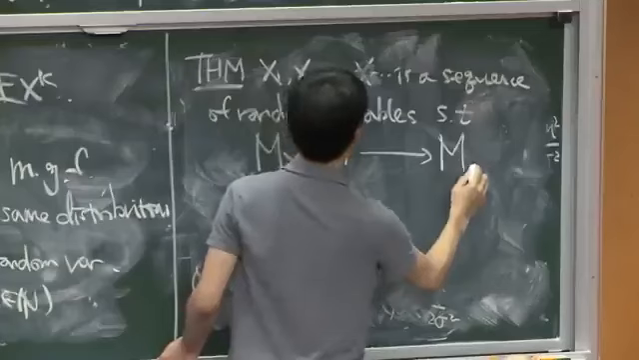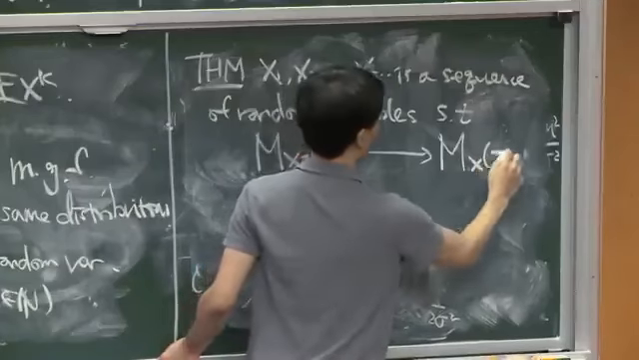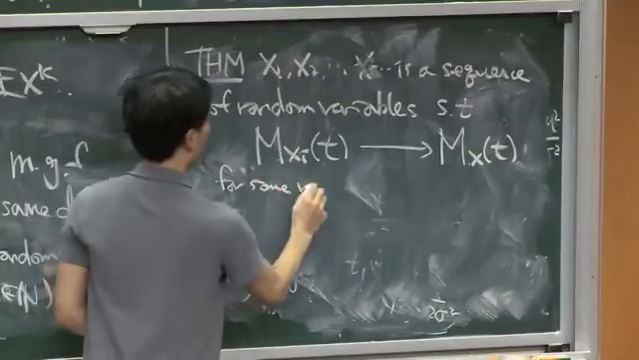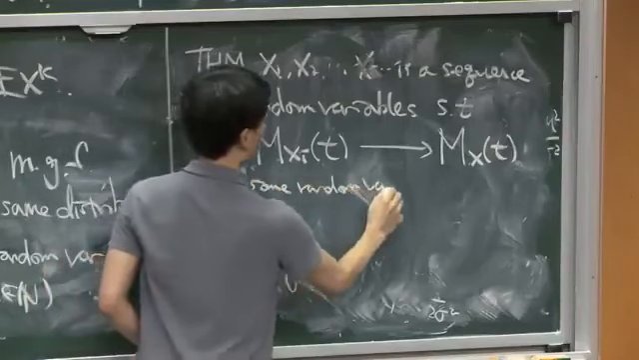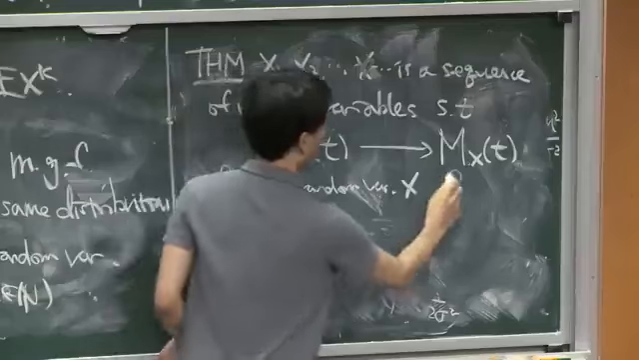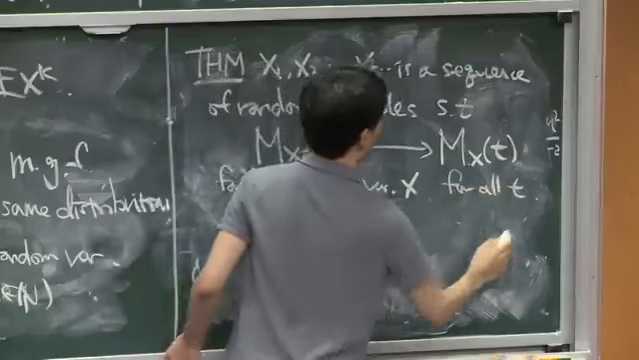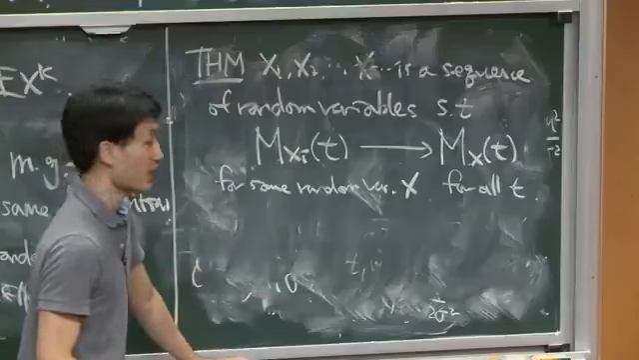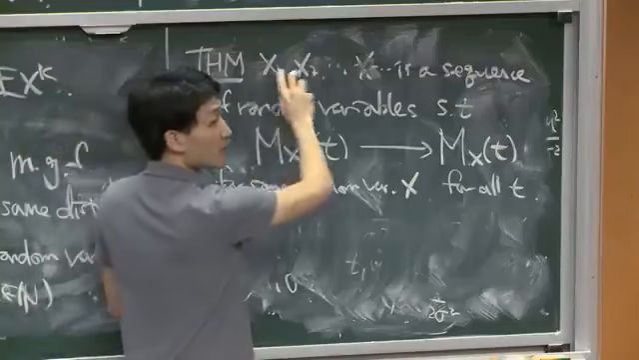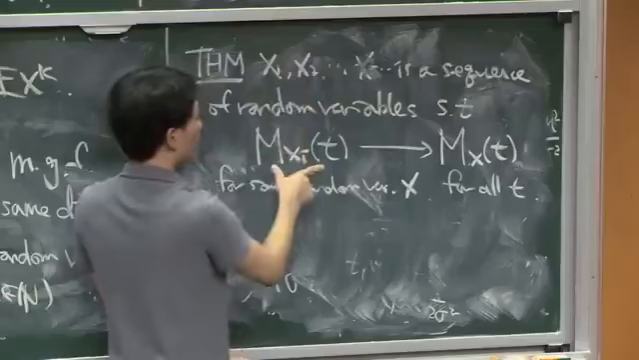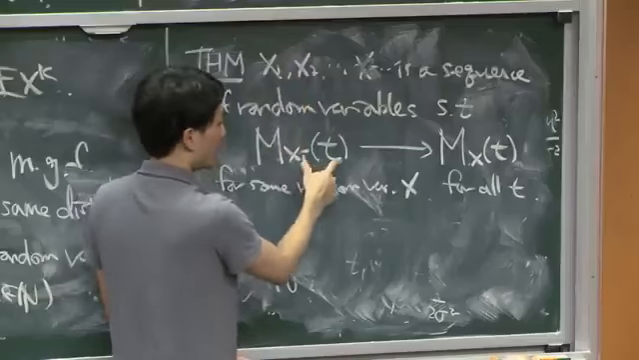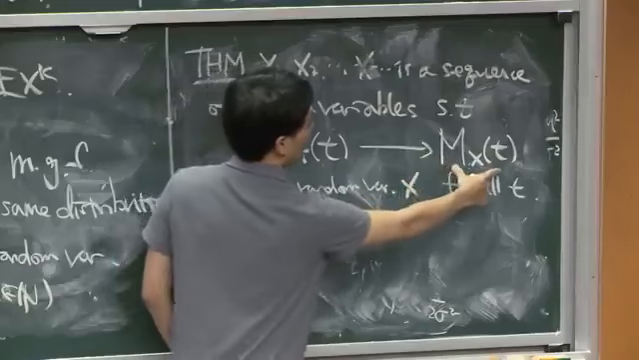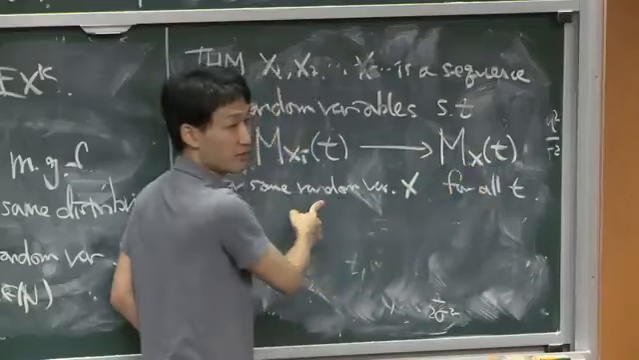Into the moment generating function of some random variable x, for all t. Here we're assuming that all moment generating functions exist. So again, the situation is you have a sequence of random variables. Their moment generating functions exist, and at each point t, it converges to the value of the moment generating function of some other random variable x.